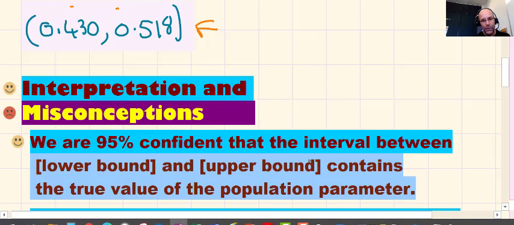Okay, so the first one you can see there, we are 95% confident that the interval between some upper and lower bounds, like that example for example, contains the true value of the population parameter, the thing about the population we're trying to find. So we're 95% confident that this interval has the true value in it. Okay, that's probably the most common way of talking about it. And for any future samples we take, we're 95% confident that the values will fall in that interval.